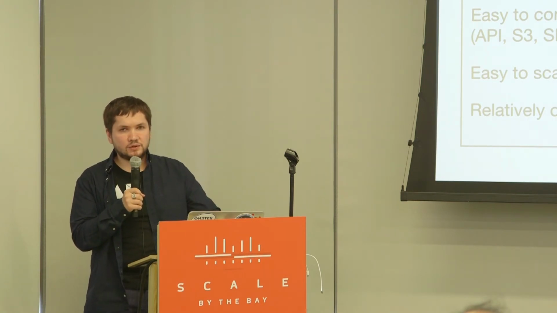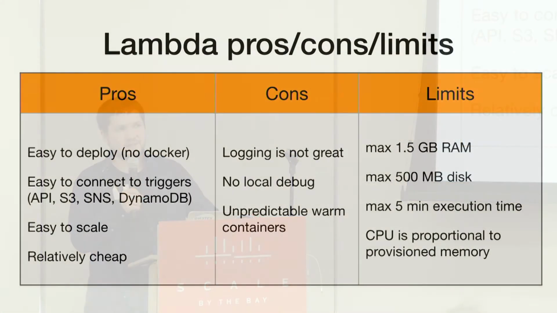There are some cons which stop people from using AWS Lambda for some production tasks. Basically, logging exists, it's just not as great as most people would like it to be. It's very hard to debug locally, so it's very hard to have a local environment which will work the same way as your AWS Lambda. And the thing I mentioned before about warm containers works pretty unpredictably. Sometimes it can work in a fast way, sometimes in a slow way.